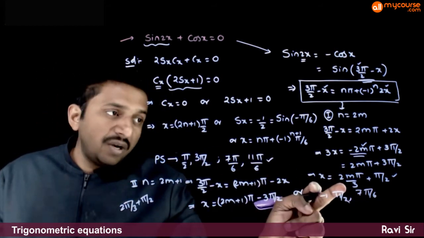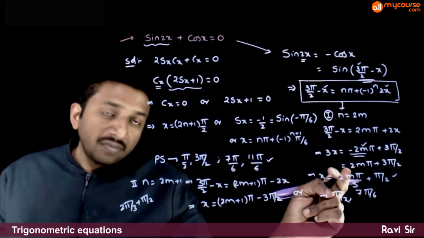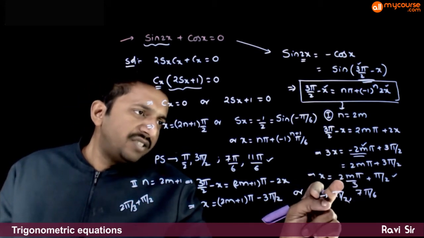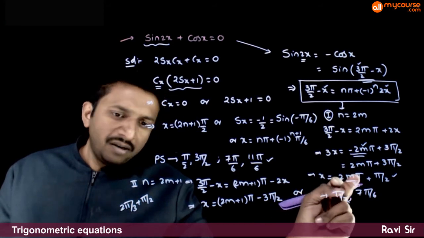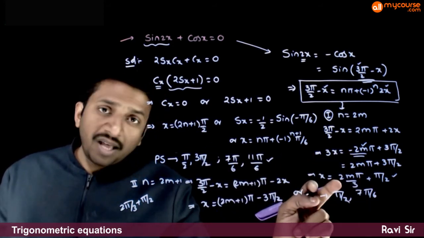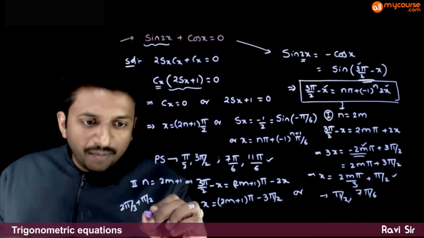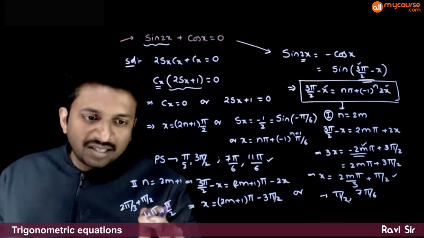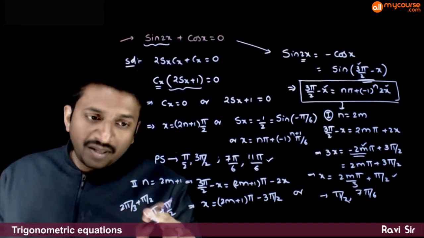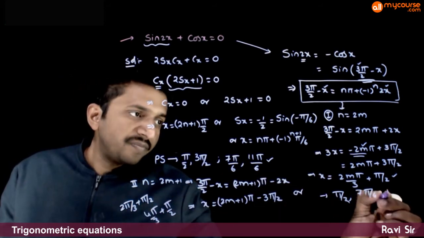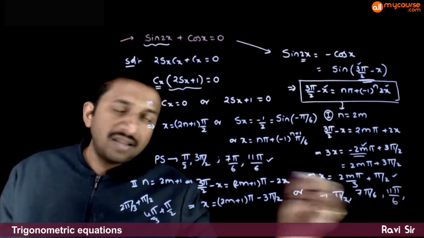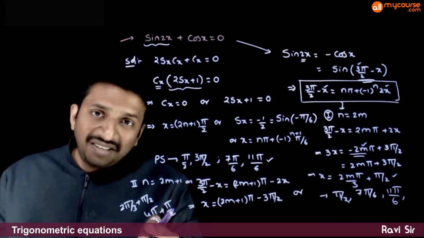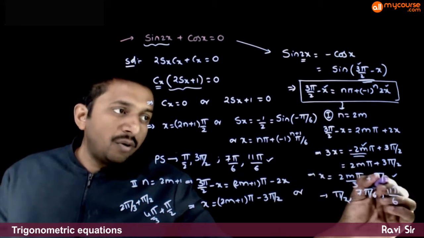So for m equal to 0 you got pi by 2, for 1 you got 7 pi by 6. If you put m is equal to 2, 4 pi by 3 plus pi by 2, you get 8 pi plus 3 pi, that is 11 pi by 6. Next, if you put m is equal to 3, you get 2 pi plus pi by 2. You're going beyond 2 pi.